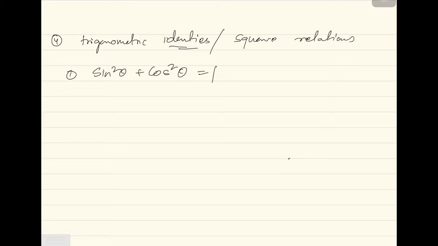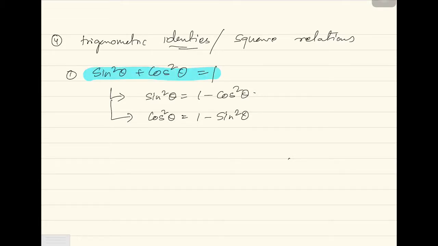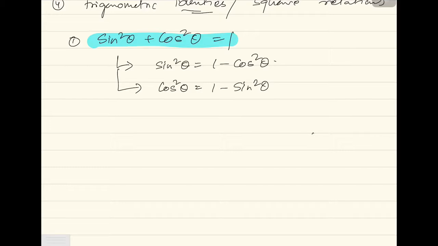You also call it square relations. You can clearly make out why, because everything has a square. Sine square theta plus cos square theta equals 1. From here you can make other smaller formulas. You can say sine square theta equals 1 minus cos square theta. You may copy this as well. Then cos square theta equals 1 minus sine square theta. That can also be done. So 2 more formulas can be derived from here, but the main one is sine square theta plus cos square theta equals 1.